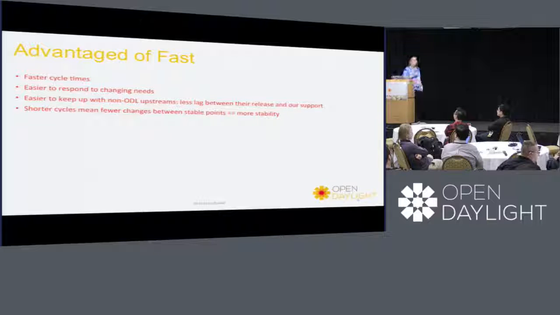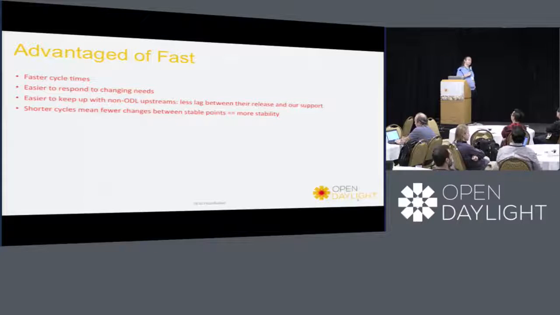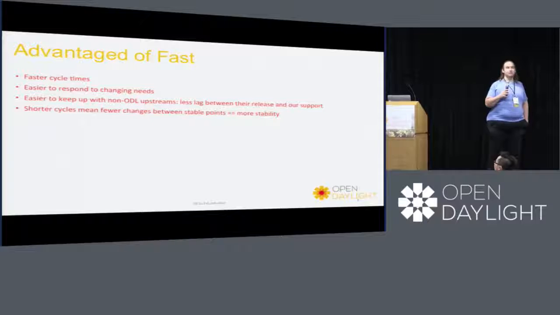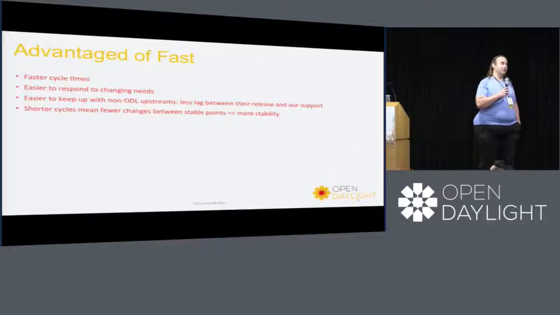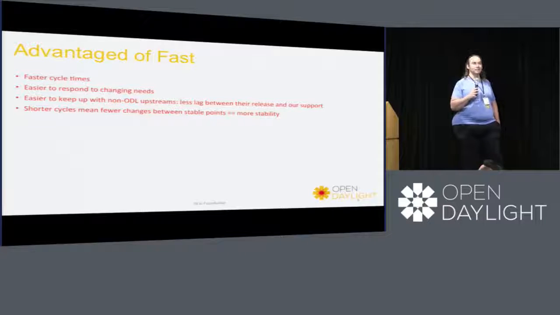Okay, so talking about advantages. So advantages of fast. This means we have faster cycle times. It makes it easier to respond to changing needs. It also lowers the stakes of those responses. Because if I'm missing a release with a feature I need, it means a 2-month delay. That's a much less serious problem than a 6-month delay.